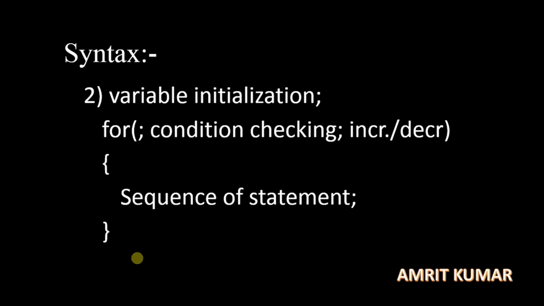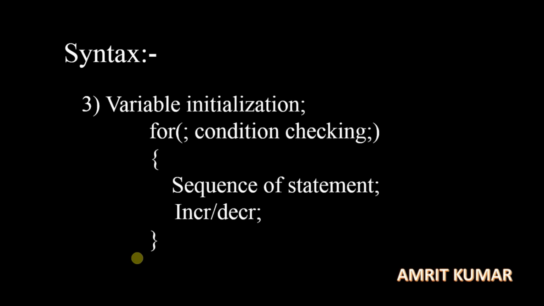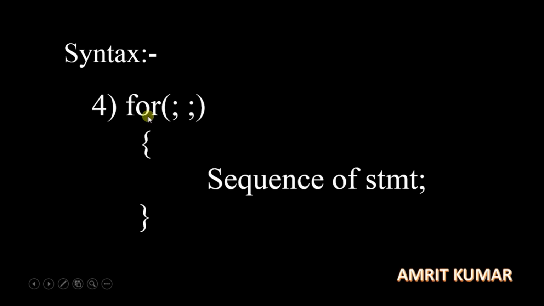Okay. Now moving on to the third syntax, how we can use it. So here you can compare the things. Variable initialization, use the semicolon here. Condition checking, use the semicolon, and for this line increment and decrement we were using our increment and decrement here. So this is another style of writing the for loop, and this is also another style of writing the for loop, that is semicolon, semicolon, and the sequence of the statement.